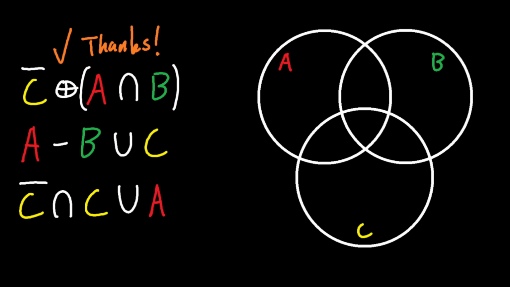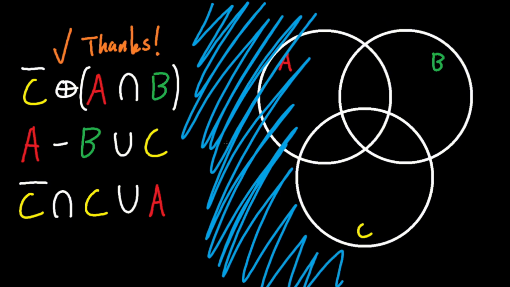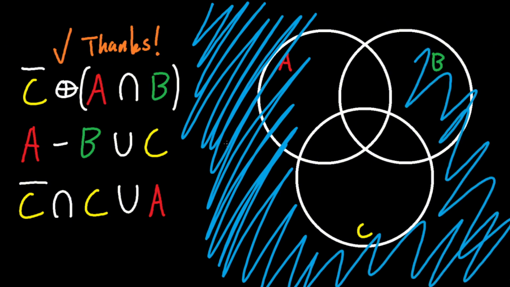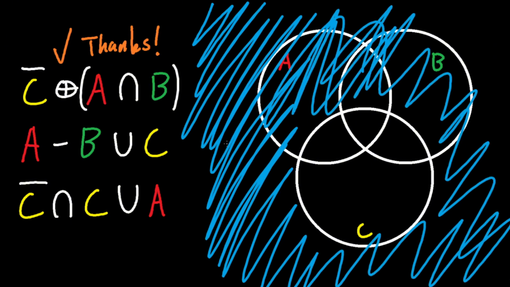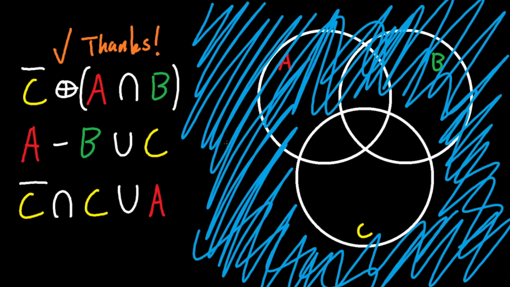Let's take the complement of C. The complement of C is just everything but C. So we took the complement first because the complement has the highest order of precedence besides parentheses. And now what do we do next? Do we take the intersection or the union? Which one has the higher precedence?